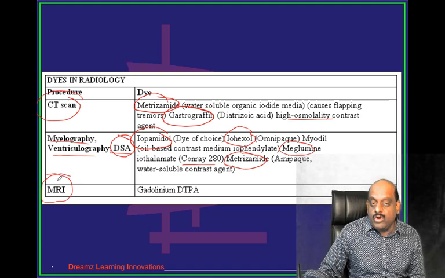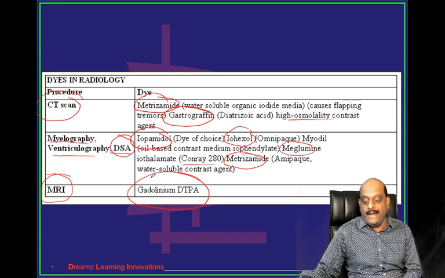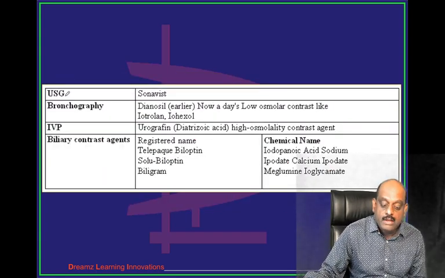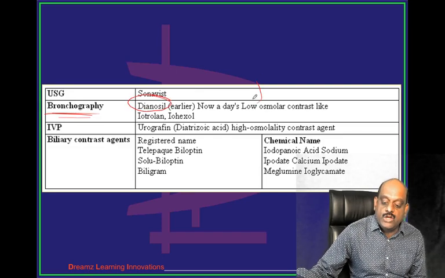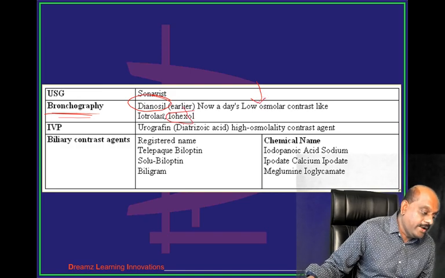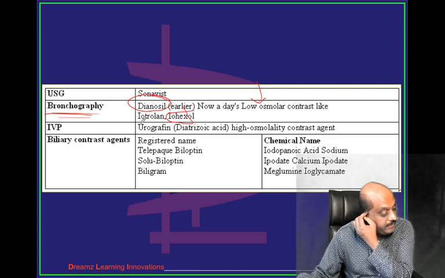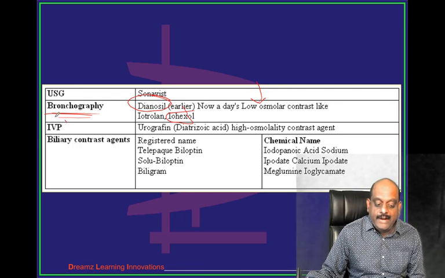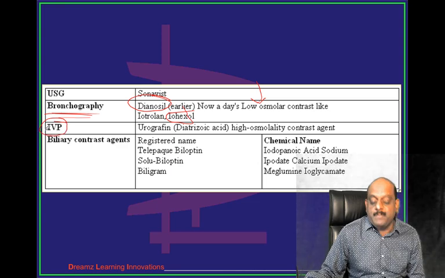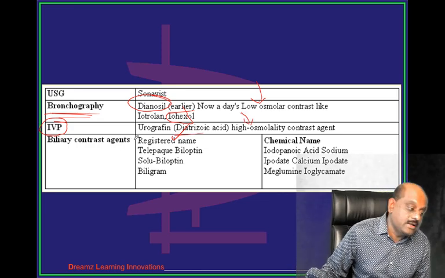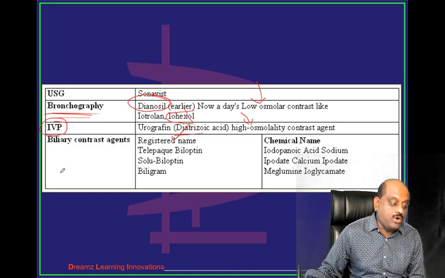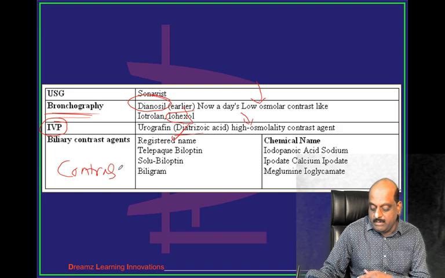In MRI, what do we use? Gadolinium DTPA is the one which is used in case of the MRI. Then bronchography, Dionosil, it is a low osmolar contrast. Iohexol is the one which we use. Then in intrathecal use, we use diatrizoic acid, which is a high osmolarity agent. So these are some of the facts about the contrast agents which you have to get very sure about, doc.